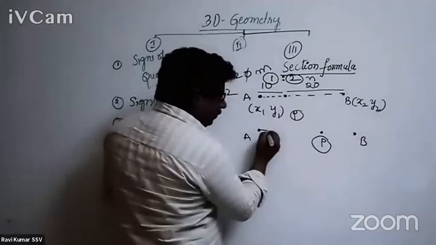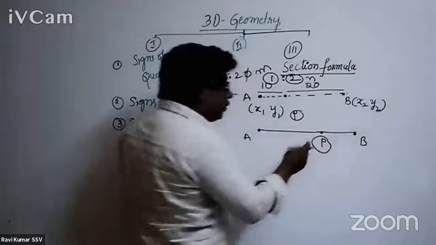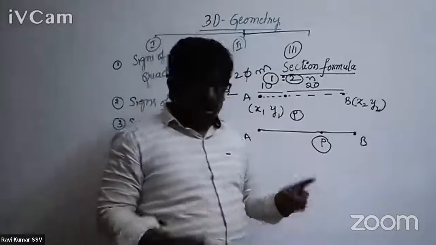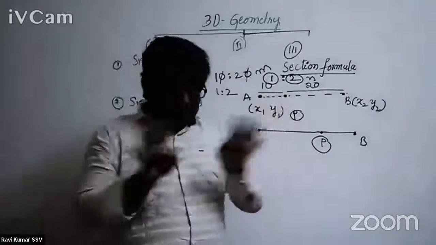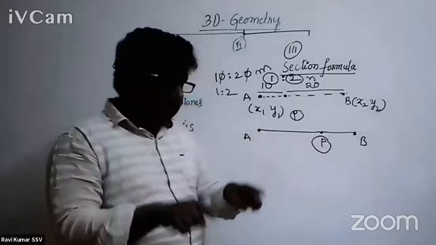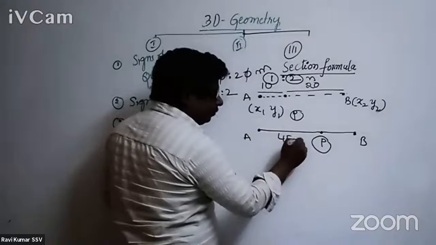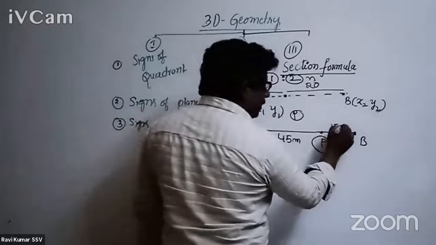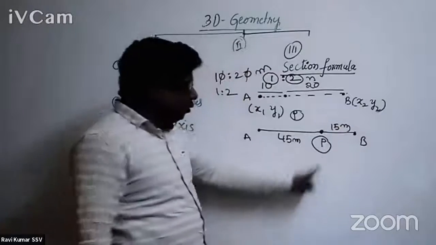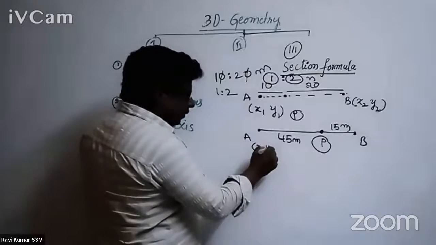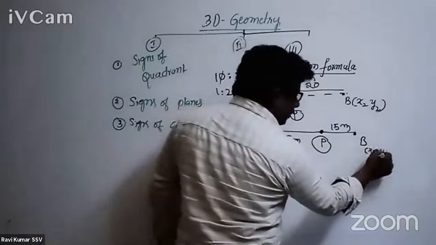One more example I'll give you. So why do you need to find out the ratio? We need the ratio only, not the distances. No need for distances, we need the ratio. For example, from here to here, 45 meter. From here to here, 15 meter distance. This is the new point. This is x1, y1. This is x2, y2.